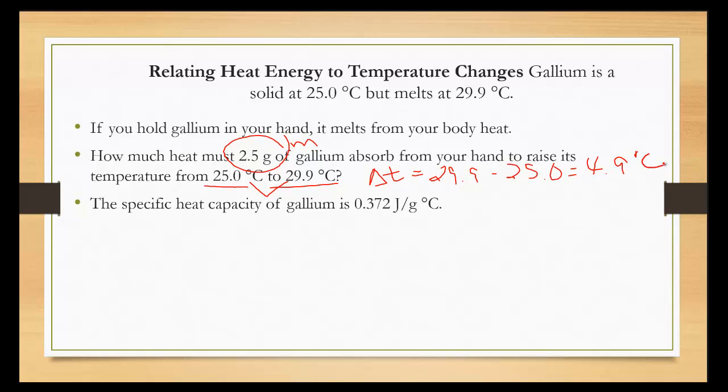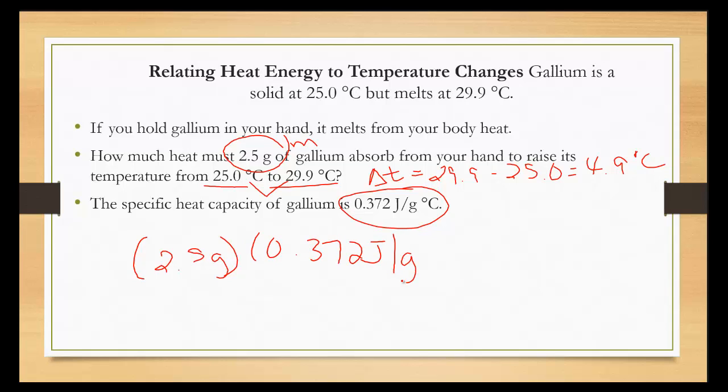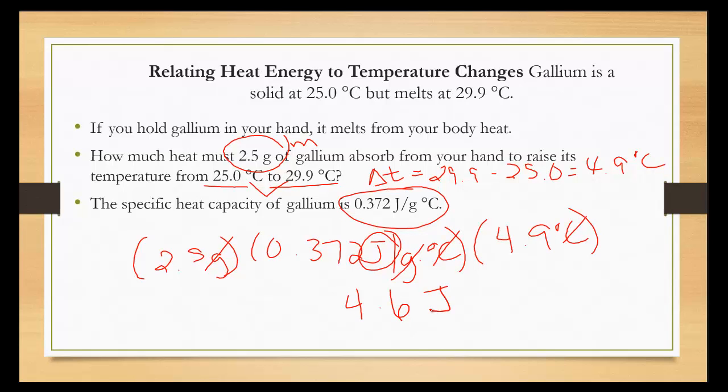The specific heat capacity is 0.372 joules per gram degree Celsius. So we're going to take the mass, 2.5, times the specific heat, times the change in temperature. Multiply that all together. Notice that the grams cancel and the degrees Celsius cancel, and we're left over with joules. And it comes out to be 4.6 joules. Two significant figures because we have 2 here and we also have 2 here.